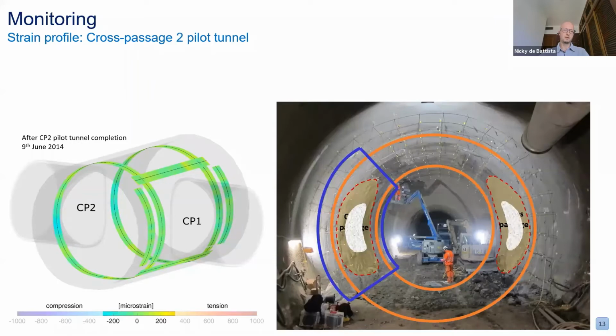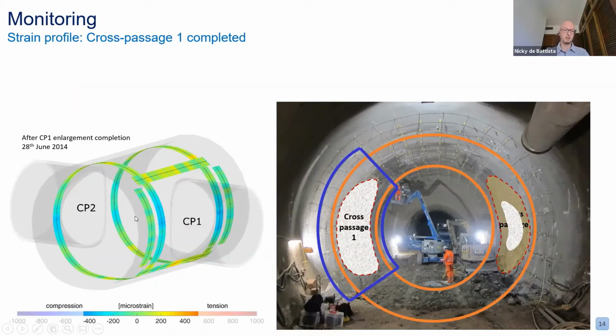Then after the pilot tunnel of CP2 was excavated, we can see a little bit more increase in strain. Then when CP1 was fully excavated, again, you can see some more increase of compressive strain to the sides of the cross passage, and the start of a little bit of tensile strain above and below the cross passage. And again, CP2 completion increased the compressive strain to the sides in the hoop direction, and you can see tensile strain in the longitudinal direction, mostly below the cross passage, but also somewhat above the cross passage as well.